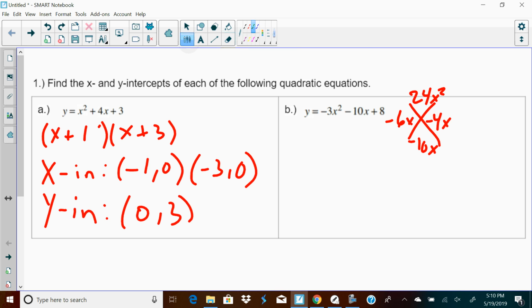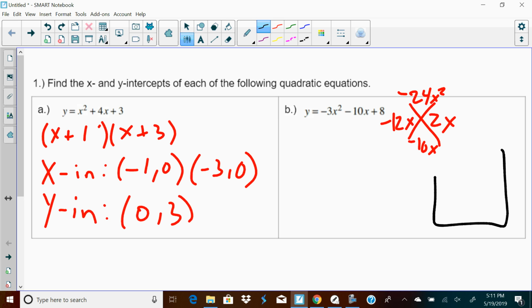I forgot about the negative, it's negative 24. So to get negative 10, negative 6, negative 4 would give me 10, but it would give me a positive 24. So 12 and 2. So I'm going to get negative 12x and 2x. So I get a negative 3x squared, 8, and then 2x and negative 12x.